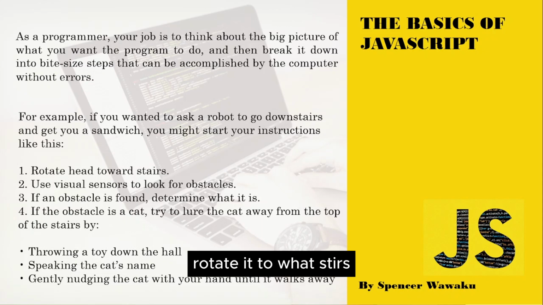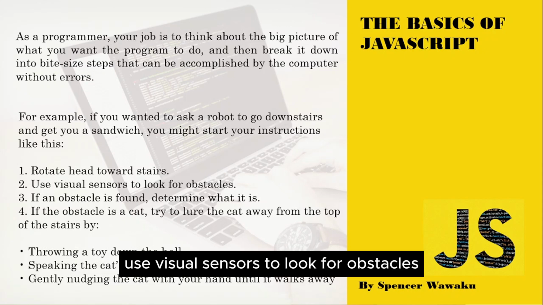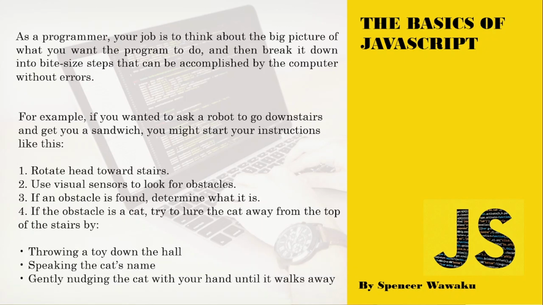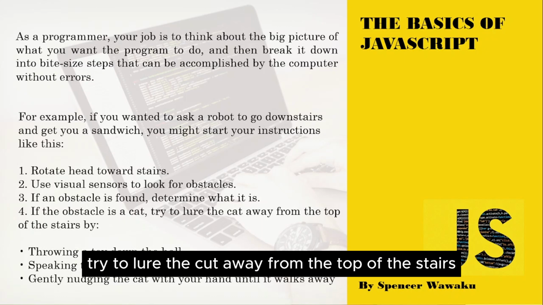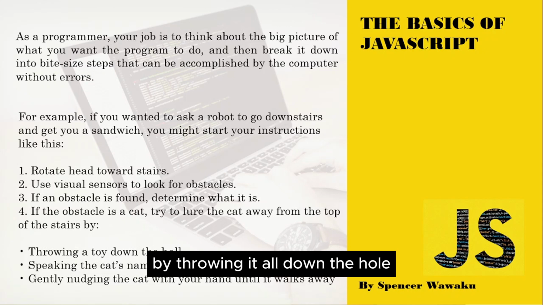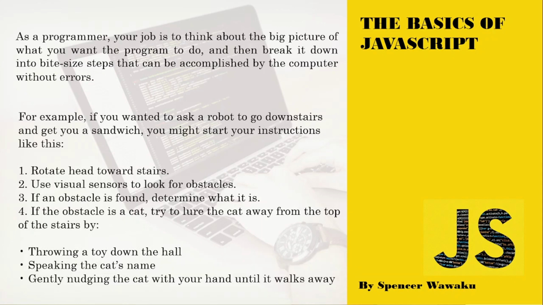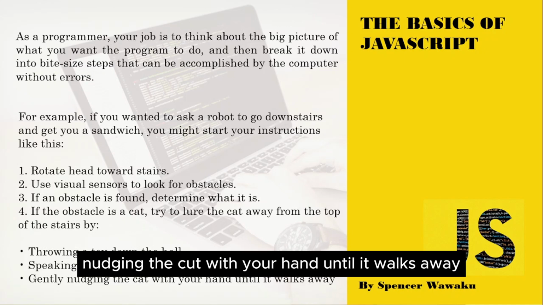Rotate it toward the stairs. Use visual sensors to look for obstacles. If an obstacle is found, determine what it is. If the obstacle is a cat, try to lure the cat away from the top of the stairs by throwing a toy down the hall, speaking the cat's name, or gently nudging the cat with your hand until it walks away.